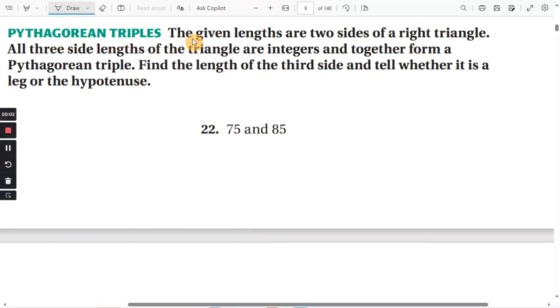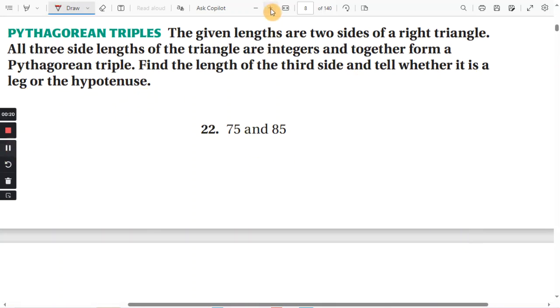Pythagorean triples. The given lengths are two sides of a right triangle. All three side lengths of the triangle are integers and together form a Pythagorean triple. Find the length of the third side and tell whether it is a leg or hypotenuse.